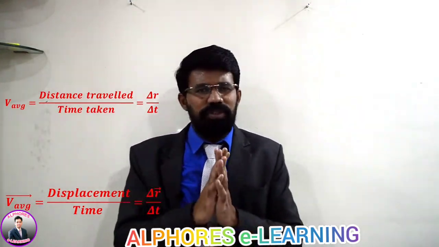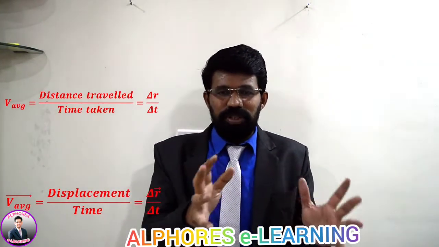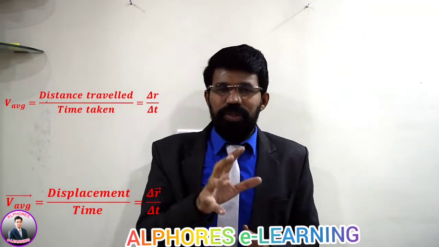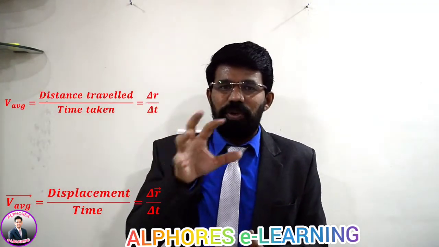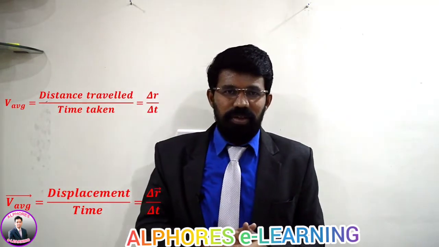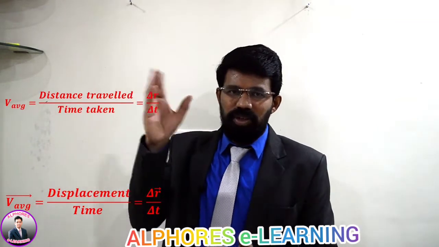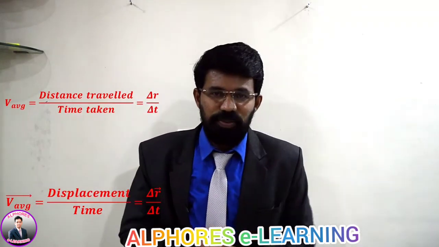Remember children, whatever situation you are dealing with, whatever description is given about a particular body's motion, if you want to find the average speed, you have to identify the total distance covered by the body and put it in the numerator. And the total time taken by the body to cover the distance, you have to identify and put in the denominator. In this equation, you will get average speed.